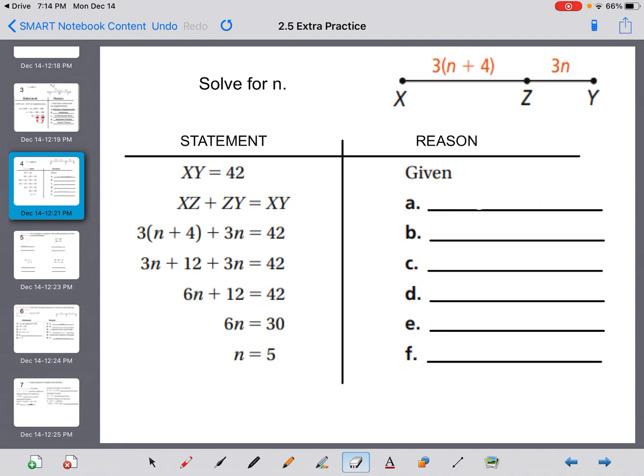Okay, next one, we haven't worked with one of these yet. It's line segments. So we have segment XZ, segment ZY, and the entire thing is segment XY. So they tell us the entire line segment is 42. Okay, so this entire segment here, from one end to the other, is 42. And what they're telling us is if we add segment XZ plus segment ZY, we get the entire segment XY. And that's just segment addition.